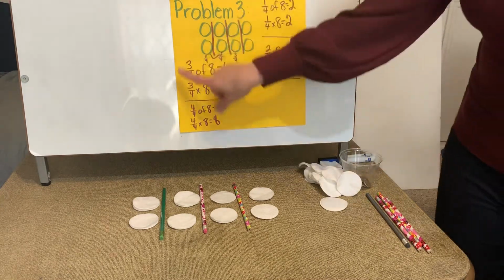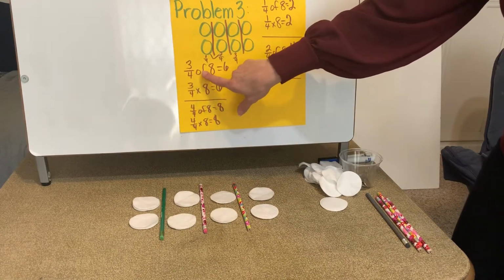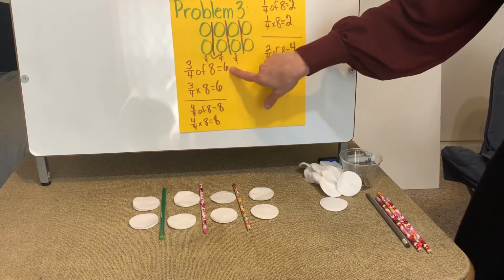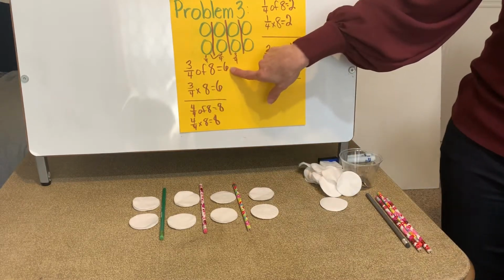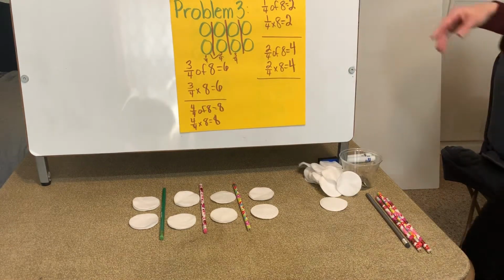Well, we can look at this information, and if she has 3/4 of the apples that she gives away out of 8, 3/4 of 8, she would be giving away 6 apples. So she would have 2 apples left.